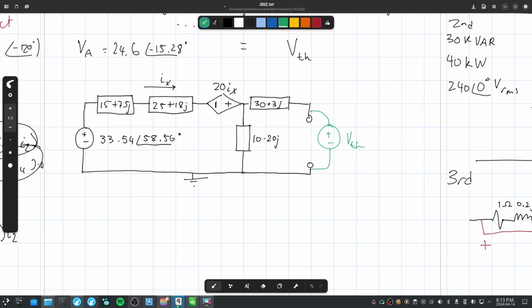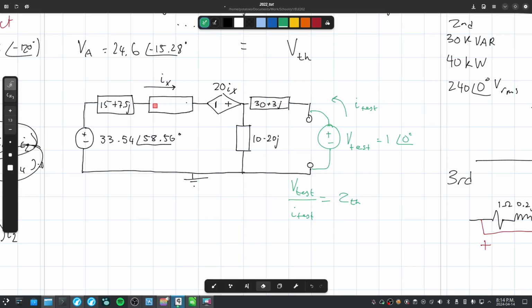We get a test voltage. We're going to call this V test, equal to 1 with a phasor of 0 degrees. The reason is because we're going to get a current coming out of here. Let's call this the I test. And the V test divided by the I test is going to equal our impedance, our Thevenin impedance. So that's our goal. Find I test.